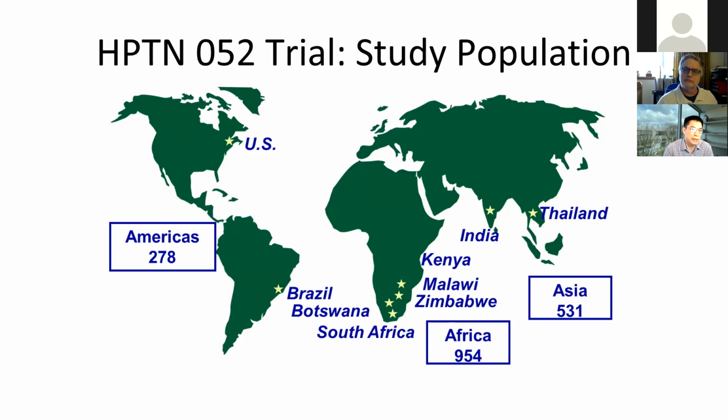So the study population of this trial is mainly in Africa, with 954 couples recruited from Africa. In Asia, we have 531 couples. In America, we have 278 couples. But if I remember right, there was only 1 couple from the US side.